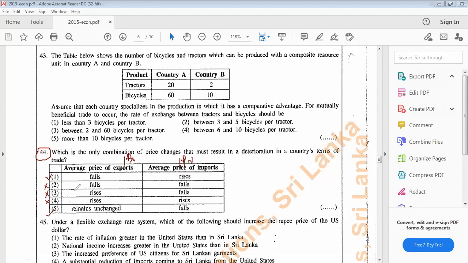Sorry. The fifth also will increase the TOT. Import prices are decreasing, export price constant means this also will create an improvement of TOT. So what is the correct answer? First is the correct answer. First will reduce the TOT. You understand? First will reduce the TOT. Any doubts you all have?